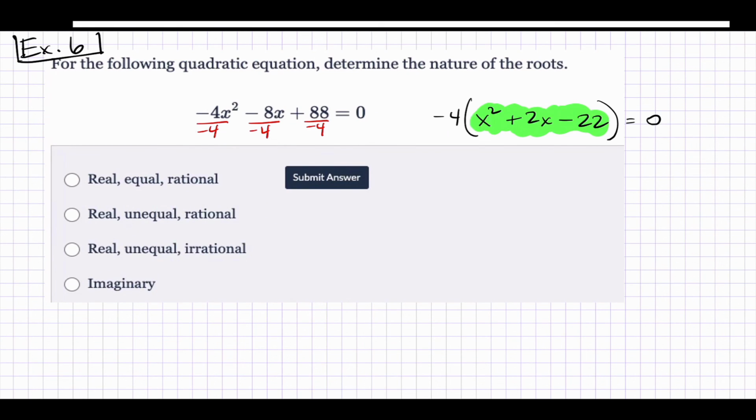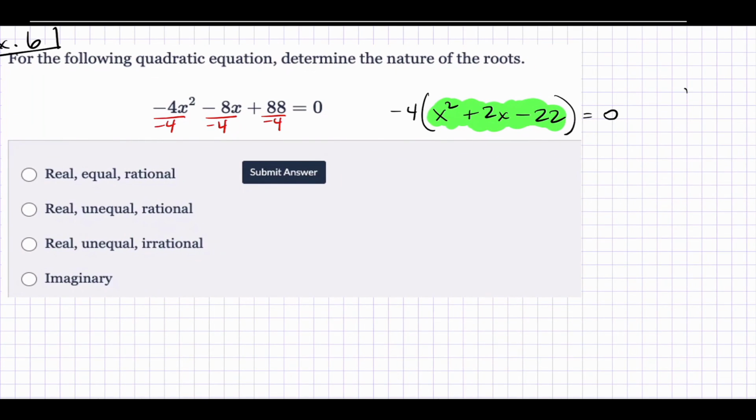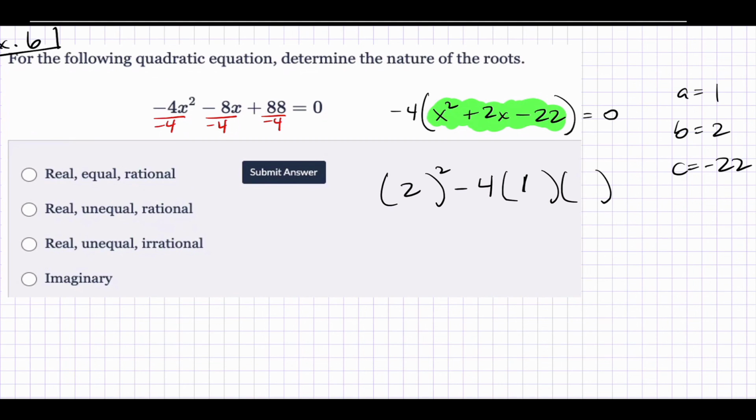Okay, so they got a GCF of -4. So you divide them all by -4. So you get x squared plus 2x minus 22 equals 0. Okay. So we got A is 1, B is 2, C is -22. Okay. B squared minus 4 times A times C.